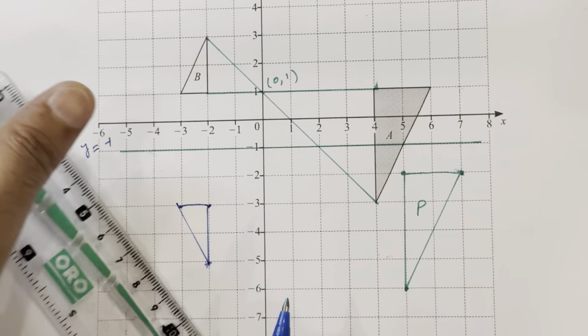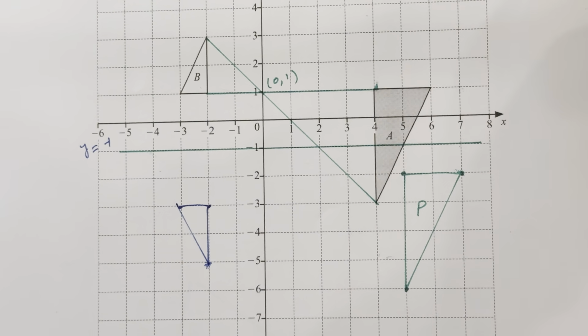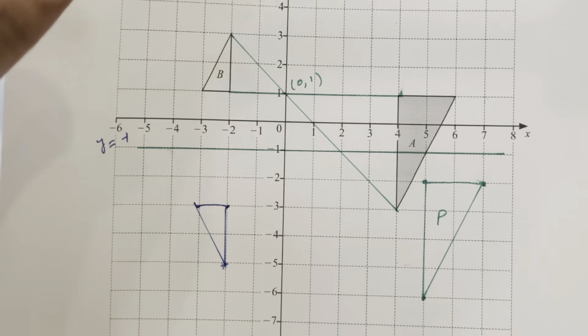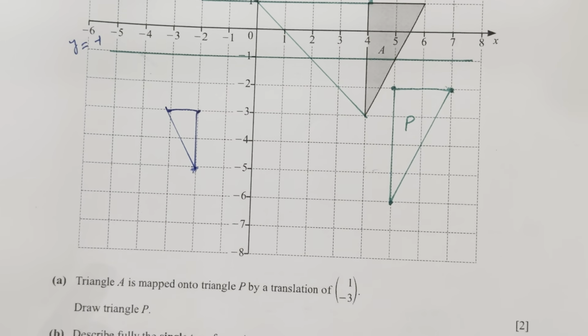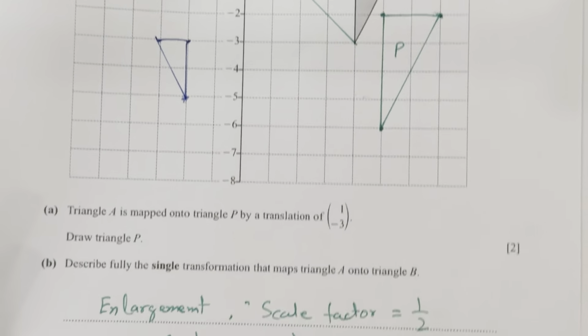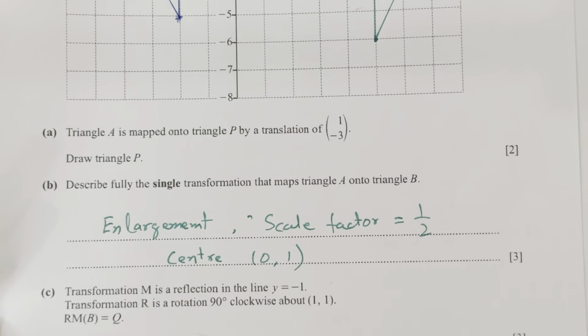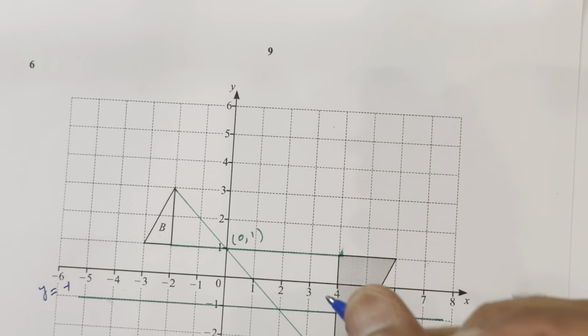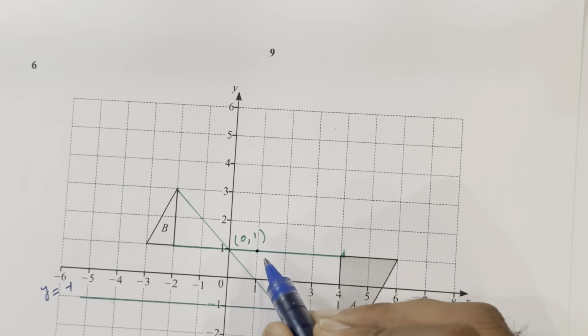So this is how we have joined these 2 points over here. Now the other part is the transformation. R is a rotation of 90 degrees clockwise about (1, 1). So the new center is this (1, 1).